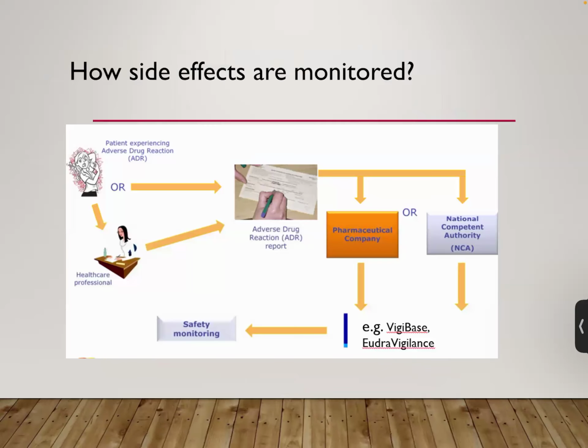Now we are coming to the second part of our class, how these side effects are monitored. Now I want to tell you one little thing. There are two parts of PV. If you have my book, you can take a look in there also. But otherwise, one is when you are doing a clinical trial, the way I have explained to you. Another is when the drug is in the market. This diagram is for when the drug is in the market.